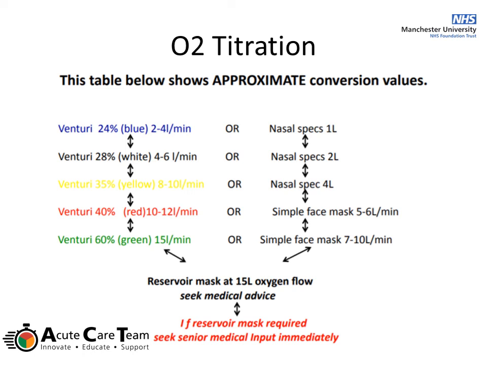Moving further onwards, we have Venturi 40%, which is the red one, and that's between 10 to 12 litres per minute. Or we have a simple face mask, which is 5 to 6 litres per minute. A Venturi 60%, which is green, and that's 15 litres per minute. Or we can have a simple face mask, which is between 7 to 10 litres per minute. Beyond this, we're looking at a reservoir face mask, which is 15 litres oxygen flow. So this is your non-rebreathe mask. And if we're moving on to using the non-rebreathe mask, we need to consider senior medical help urgently.